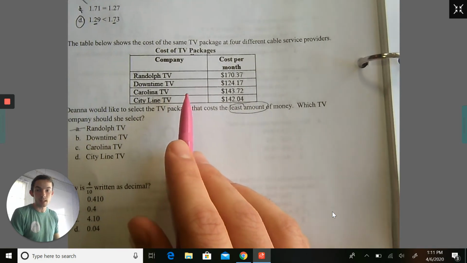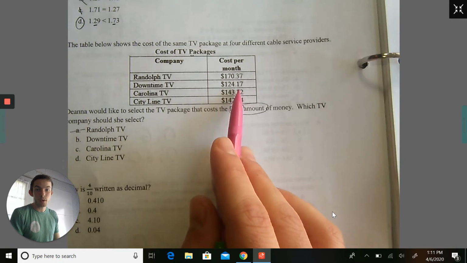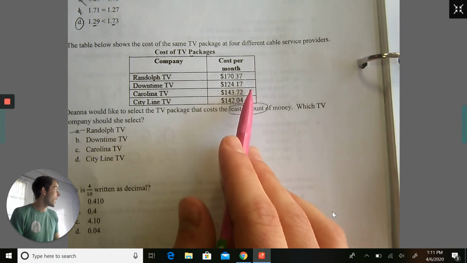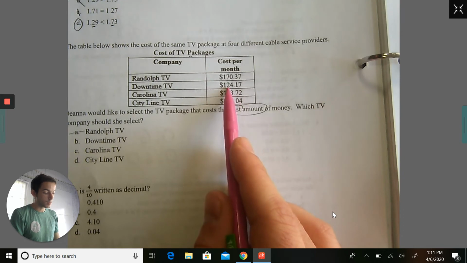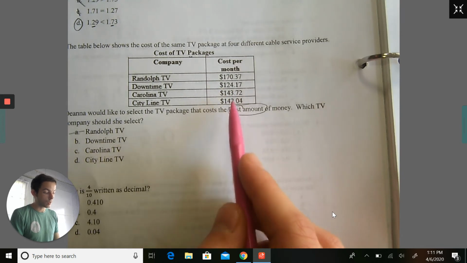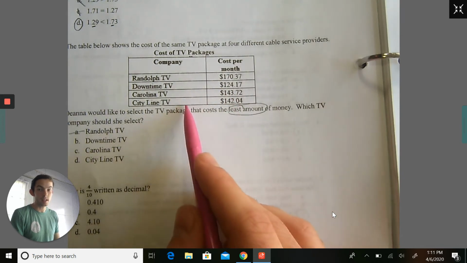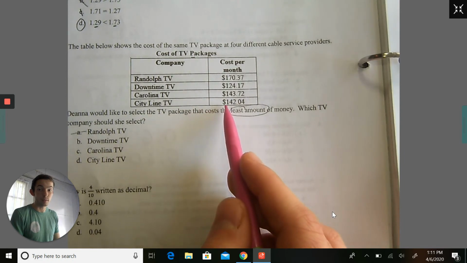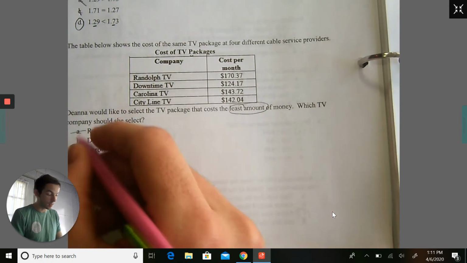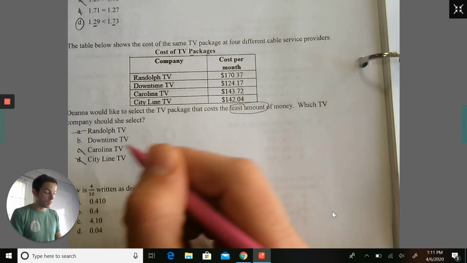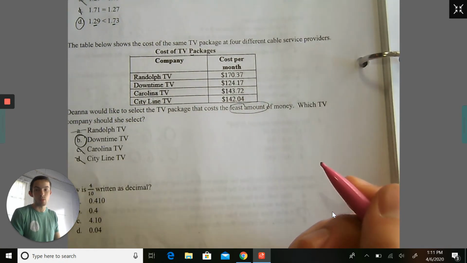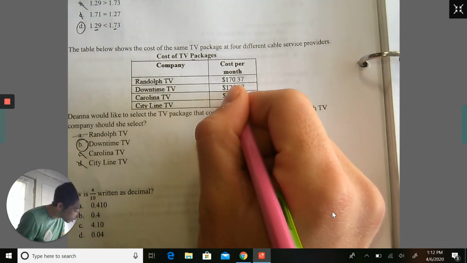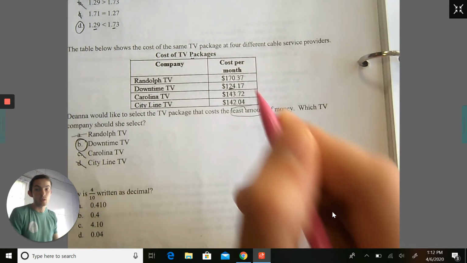Downtime TV, $124.17. After looking at all the other packages available, in the tens place we have a 2 versus 2 4s. So Carolina and City Line TV are therefore more expensive than Downtime TV. So even though Carolina TV sounds great, Downtime TV is going to be what we want because that is the lowest value.